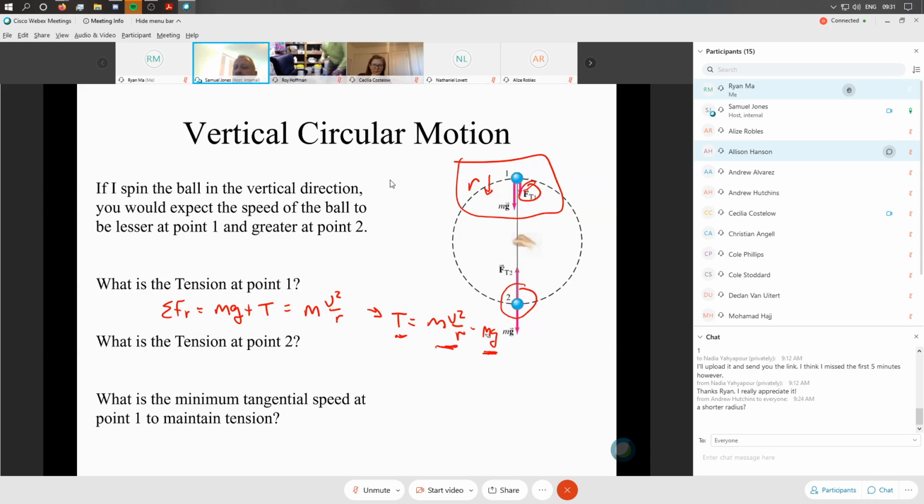Now, is there any situation? First of all, does everybody understand how I got this equation? Can you go over how you went from mg plus T to m times v squared over r? Okay. Newton's, yes, I'll do that in more detail. There we go. My eraser's acting funny.